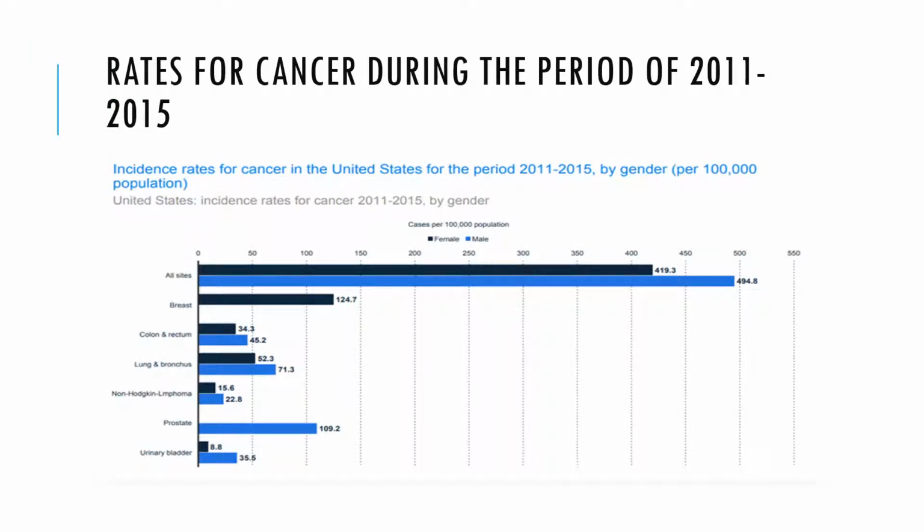This right here is a slide about the cancer rates during the period of 2011 to 2015. As you can see, the two top cancers are breast, and then colon rectum is pretty much coming up to a close second.